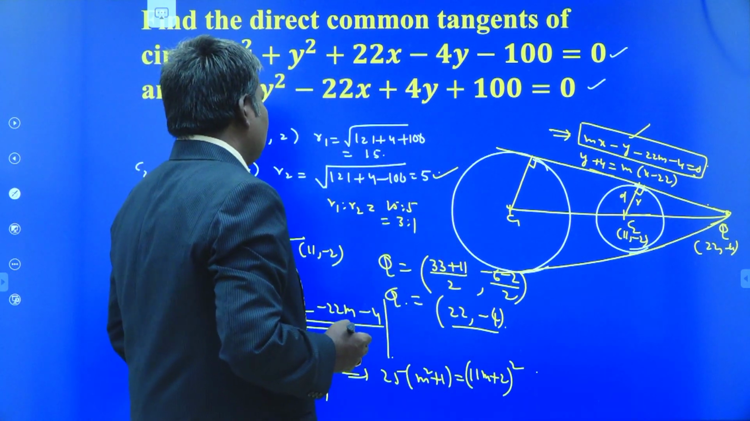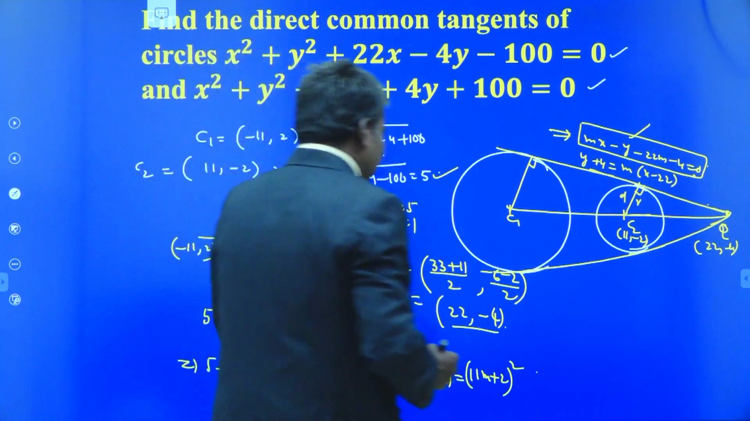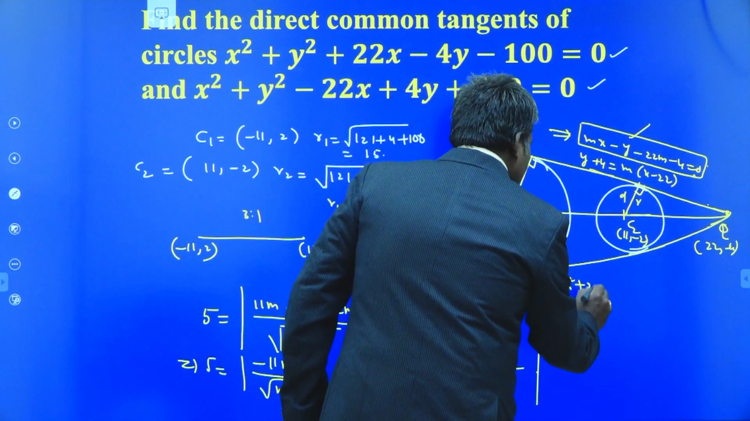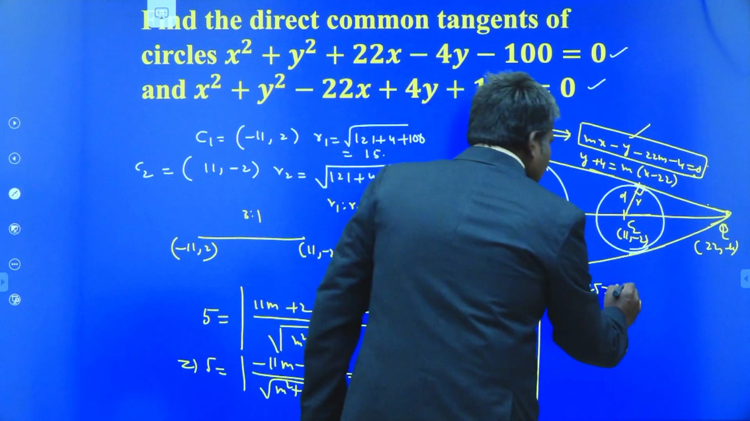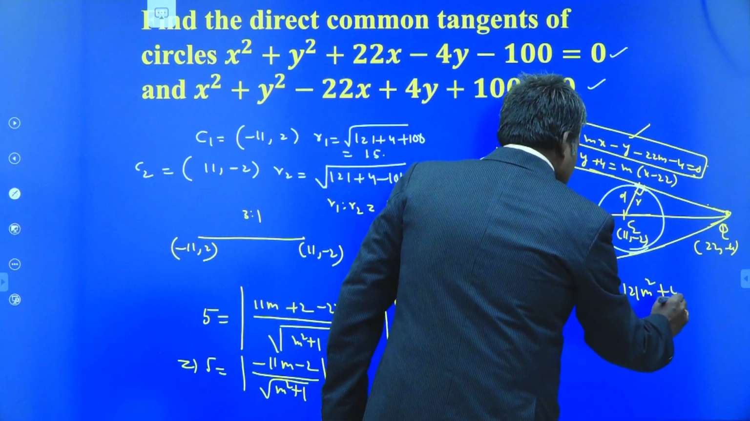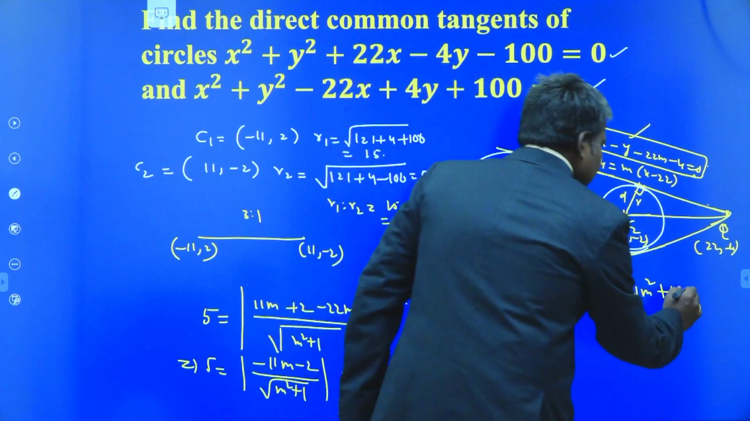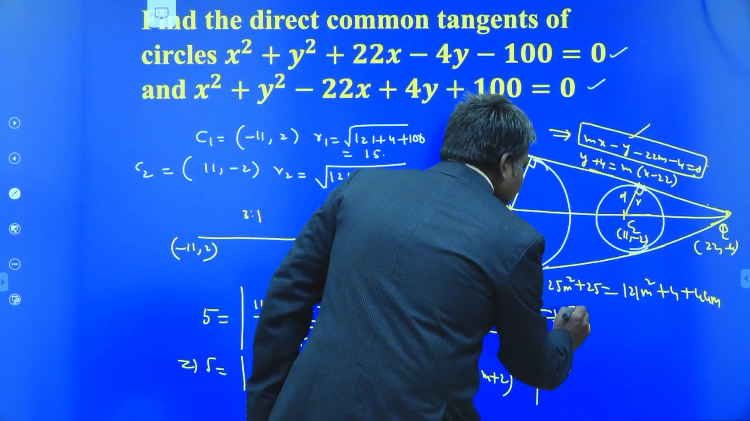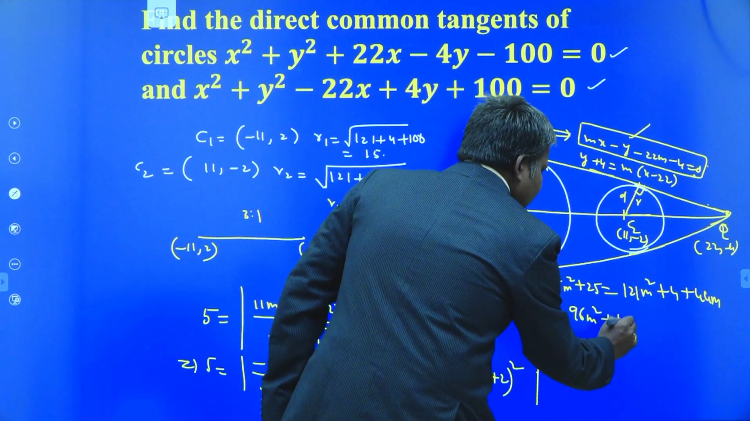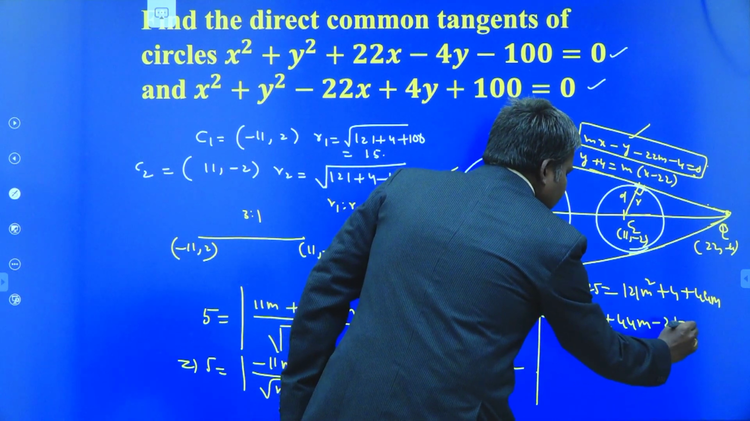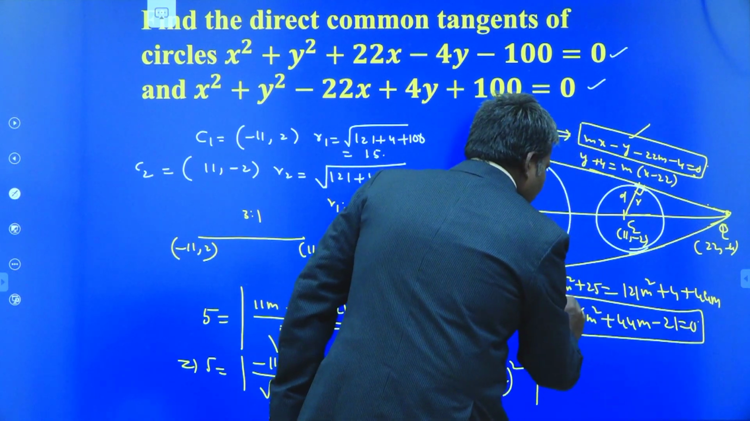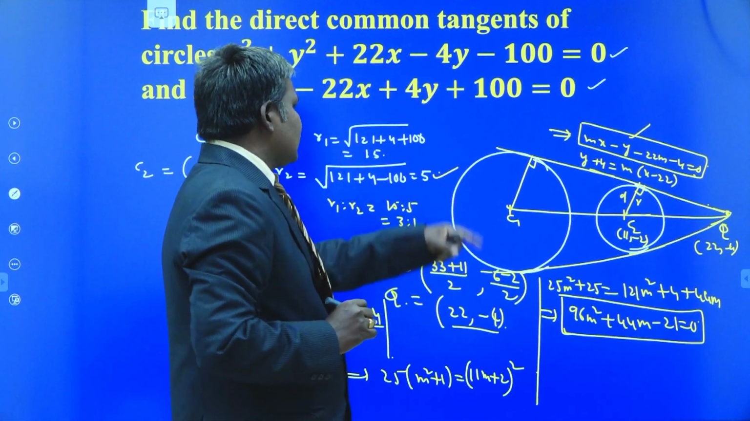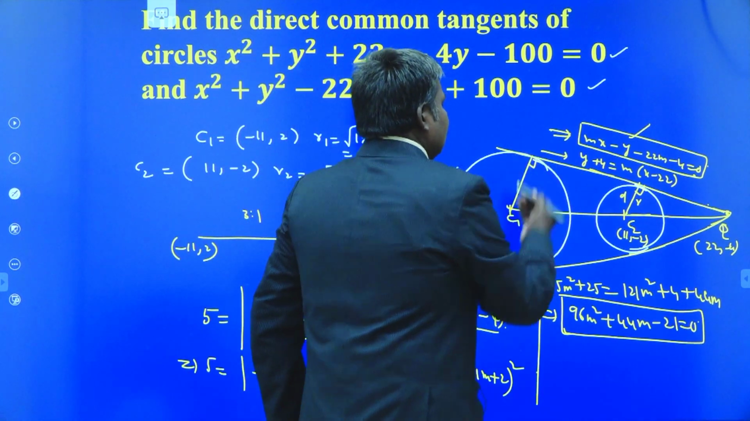11m plus 2 whole square. So by expanding this one, what do we obtain? 25m square plus 25 is equal to 121m square plus 4 plus 44m. Implies, coming to the right side, 96m square plus 44m minus 21 equal to 0. We have to factorize this equation. After factorization, we obtain the values of m. Substitute the values of m here itself, we get the required equation.